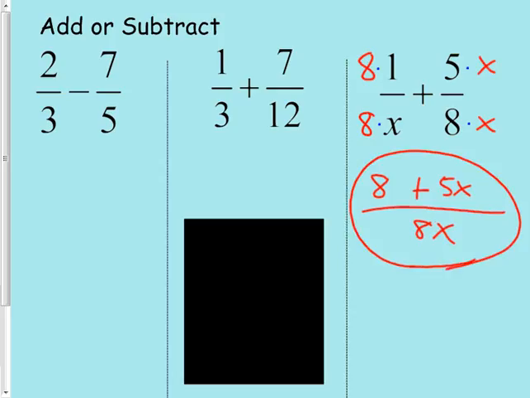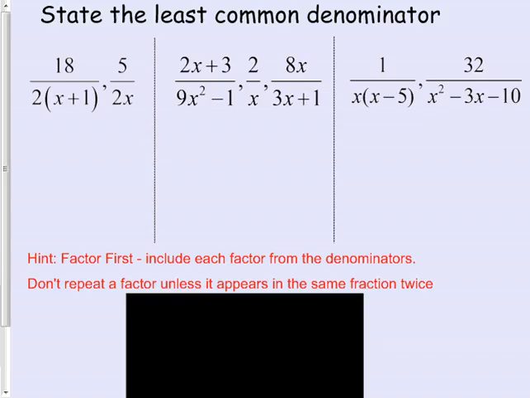And then some neophytes will cancel the 8s. They can't do that because why? That's part of an add problem. That's part of an add problem. It cannot be canceled. Okay, there you go. 8 plus 5x over 8x. Raise your hand if you had that one right. Okay, good. You've got to be able to do that for our little test on this stuff.